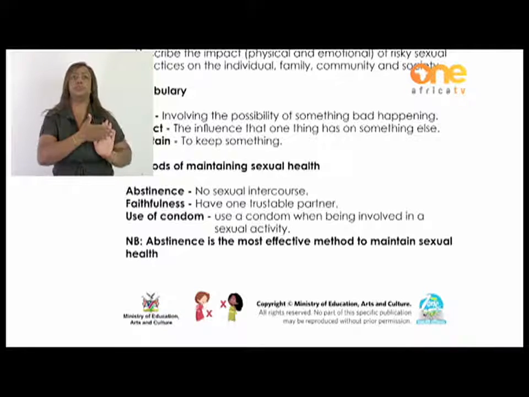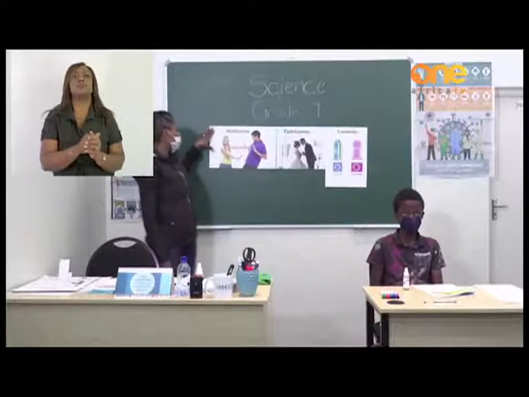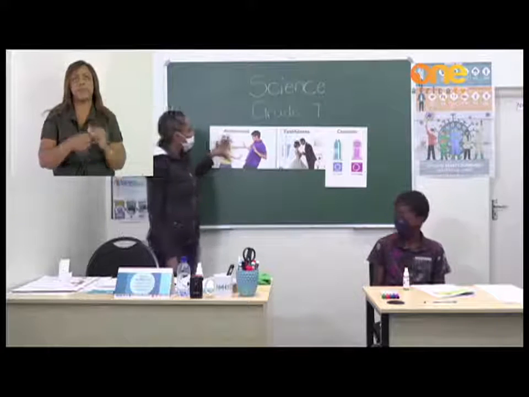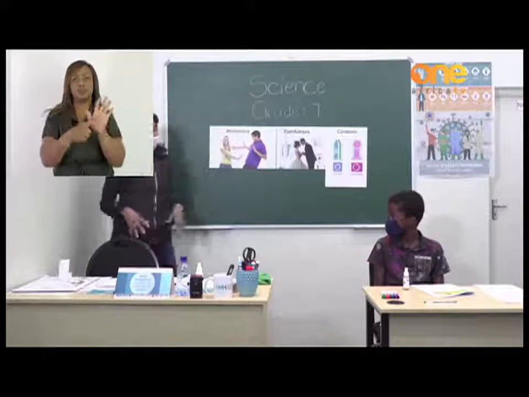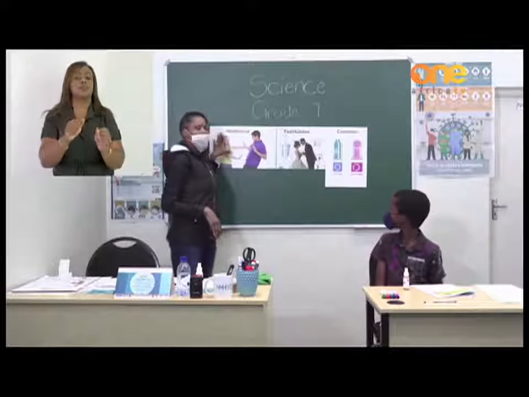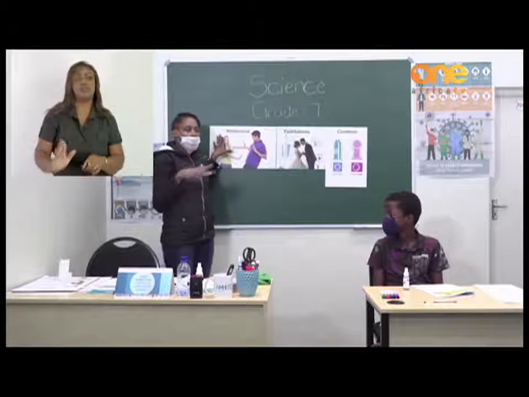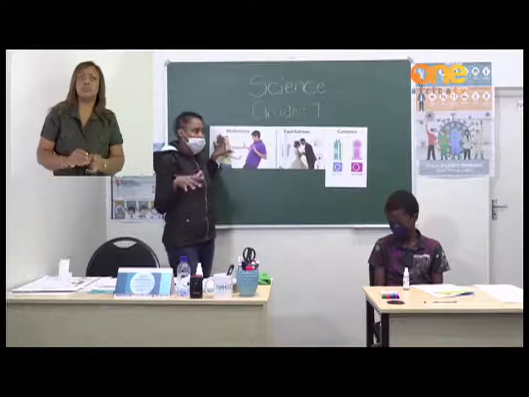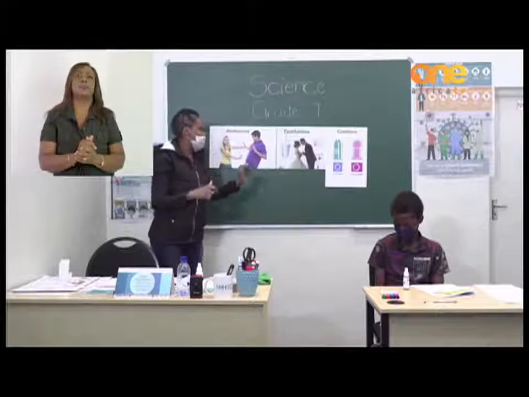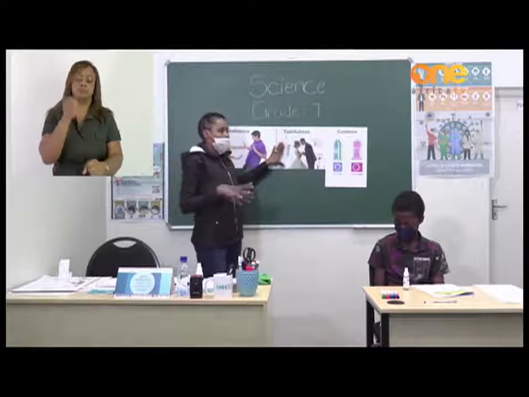Now, let's look at the methods of maintaining sexual health. As you can see on the chalkboard, there are pictures on different methods of maintaining sexual health. The first one is abstinence. To abstain basically means to say no to sex. To all the sexual activities, you should totally abstain. You should totally say no. And then we move to the next one, which is faithfulness.